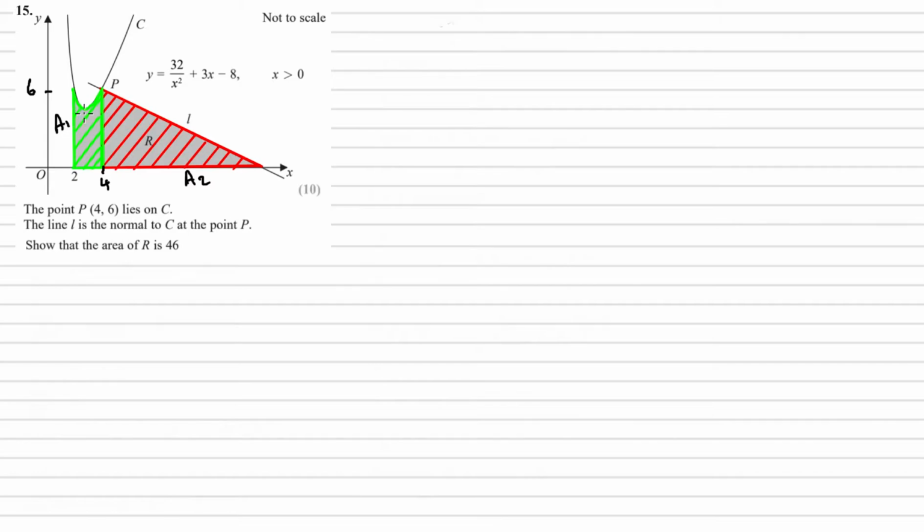Okay, so to find the area A1, I'm simply going to integrate this curve between the limits of 2 and 4. And then to find the area of A2, which is a triangle, if you notice it's a right angled triangle, so I can just do half base times height. Well, I know the height and I need to find out the base. Okay, so how do I find out the base? Well, I need to know this coordinate here. So how do I find that coordinate there? Well, I'd need to know the equation of the line. And then how do I find the equation of the line?